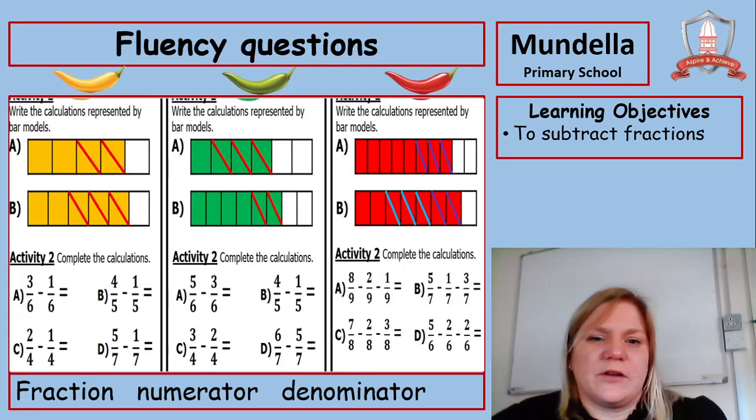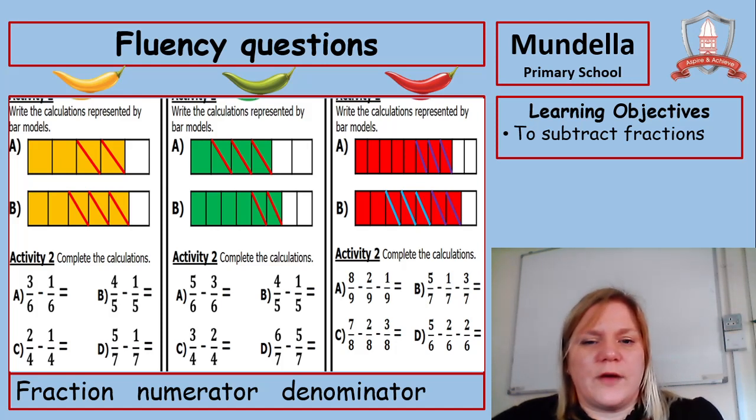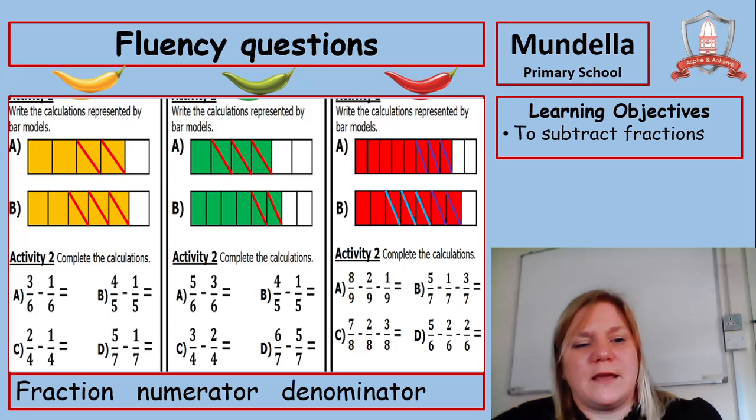So you'll go have a look at some fluency. Now, for activity 1, you have to look at the bar models and write down what calculations are represented and then work out the answers. So for A, for the mild challenge, look at how many pieces the bar model has been chopped into. So 5 equal pieces. So the denominator of your fraction for A is going to be 5. Then work out how many are shaded in yellow, and then take away how many are crossed out. Then you work out how many fifths are left.